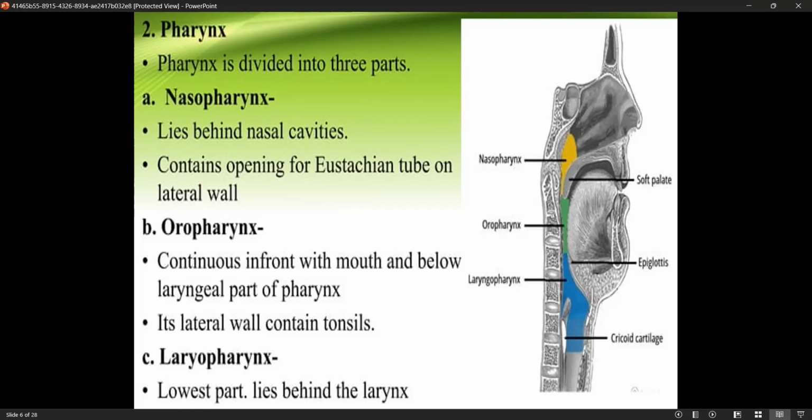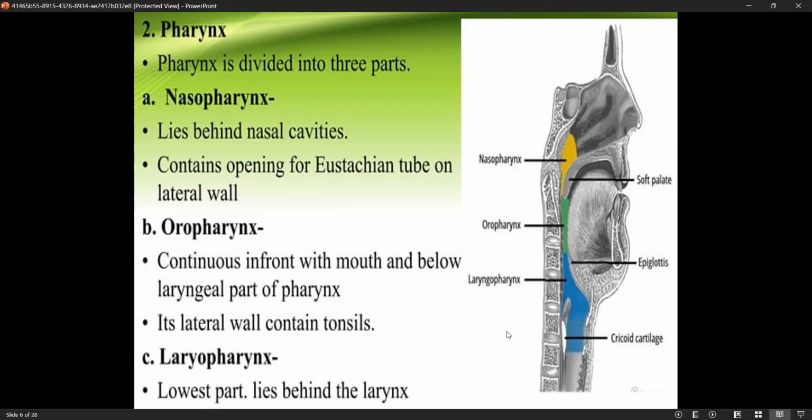And it contains the opening for the eustachian tube on the lateral wall. So here you can see on the lateral side, it is connected to the eustachian tube. So it also has an opening there. Next structure is the oropharynx. It continues in front with the mouth and below with the laryngeal part of the pharynx. So it connects with both the oral cavity and the larynx below. So it has openings for both. And its lateral wall contains tonsils. Okay, on the sides, if you see, the tonsils are present.